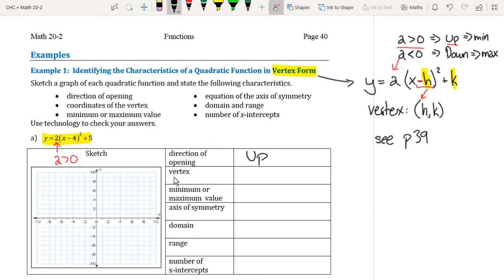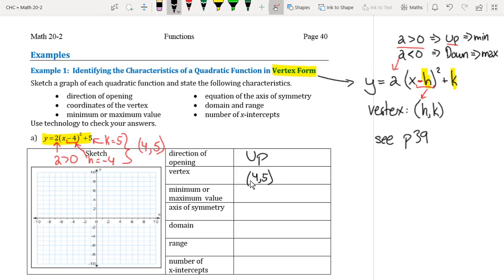In the next one, they're asking us for the vertex. If we take a look at the vertex form, this here is our k. K equals 5. And this here is our h. H equals negative 4. So that means the coordinates of the vertex: the x coordinate is going to be positive 4, we have to flip that sign, and the y coordinate of the vertex is going to be 5. The vertex is positive 4 and positive 5, x and y coordinates.